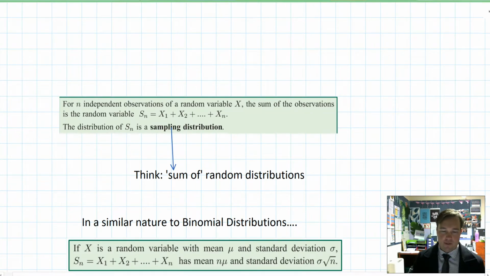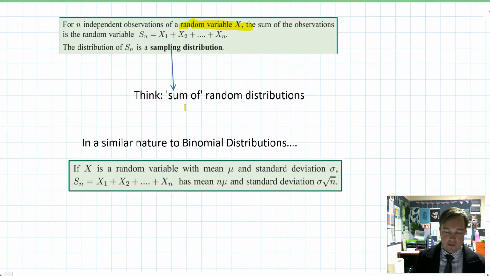This is just an introduction to get some notes down so then we can start some of the more basic questions. Essentially, a sampling distribution is a sum of random variables. So if we have random variable x, there is a sum of observations that look like this, Sn, where n is the number of observations.